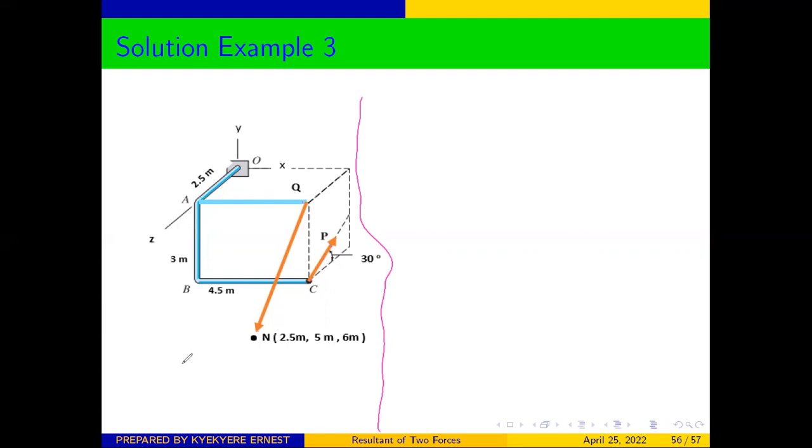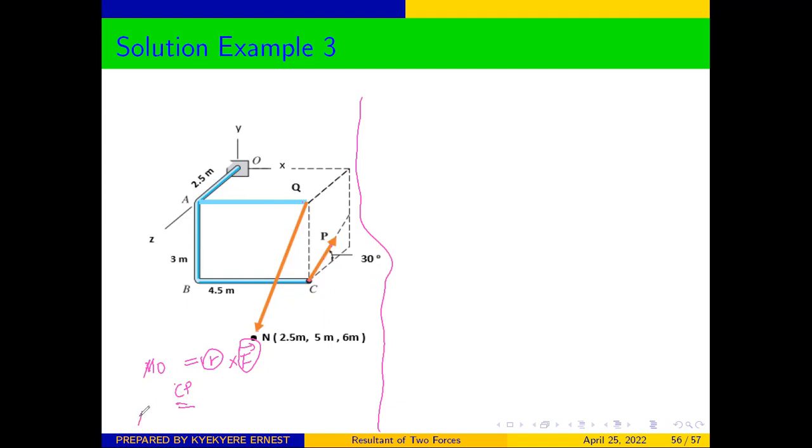So let's start with the first force, which is C to P. But don't forget that this is a 3D object. So we said that anytime you have a 3D object, you use the vector approach, and your moment is always equal to R cross F. Don't forget this. It's R cross F, where R is the position vector, and F is the force in the vector form. So here, let's first start with the force in CP.